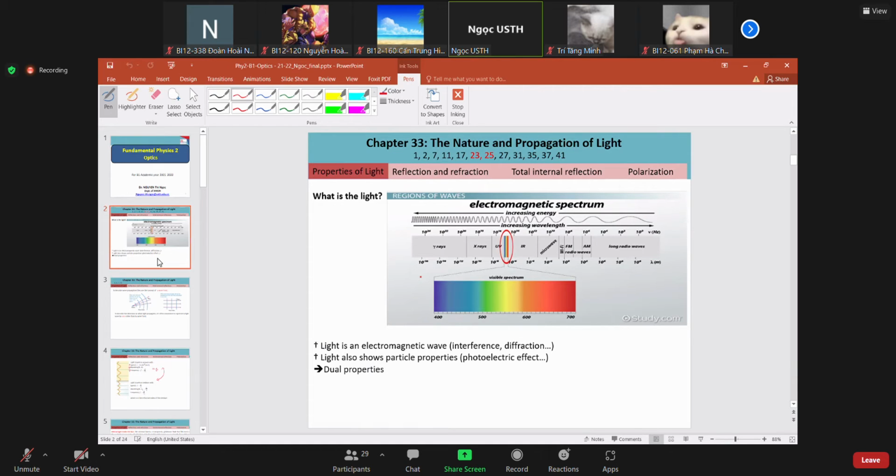It's a pity that you have no chance to learn about the electromagnetic wave from the textbook. I hope you read a little bit about it. Where is my pen?